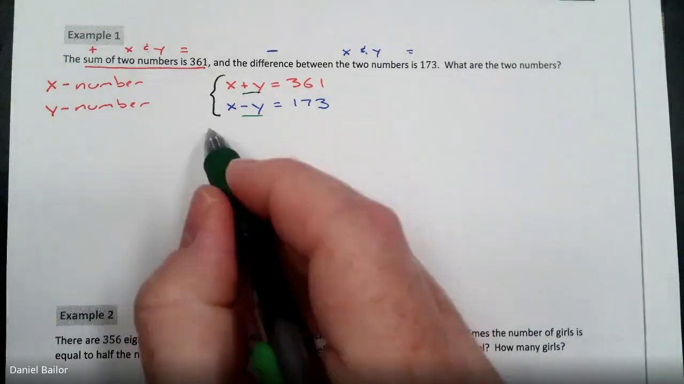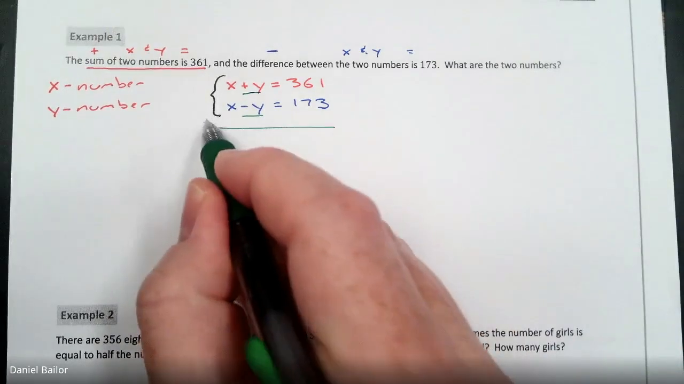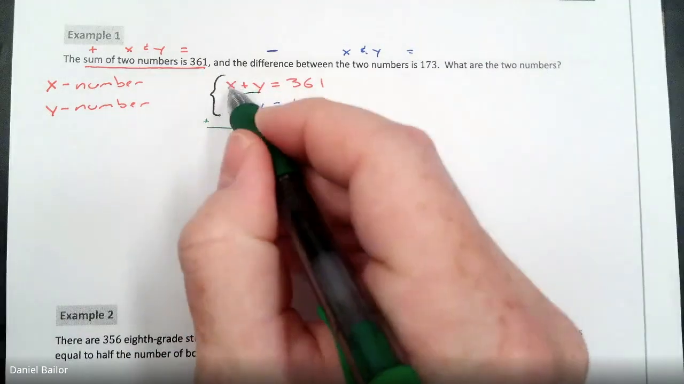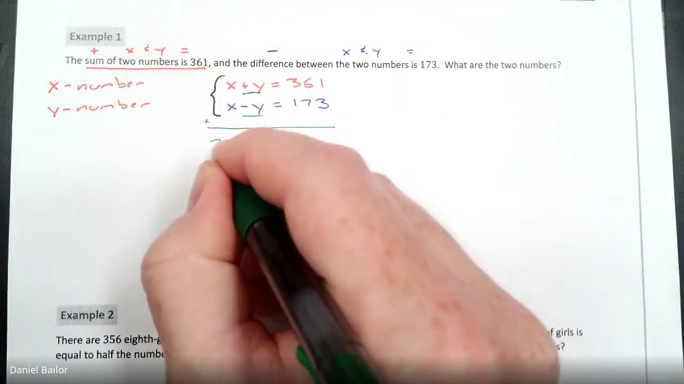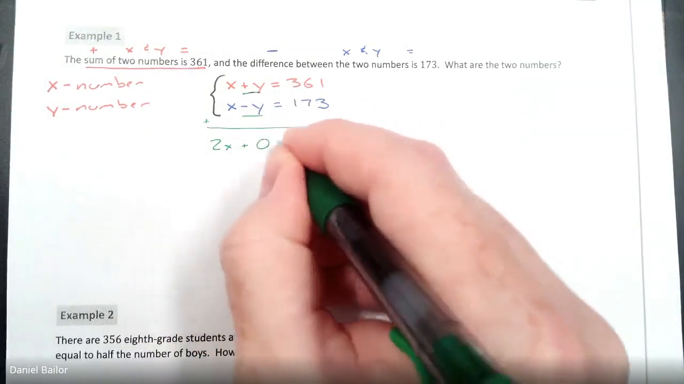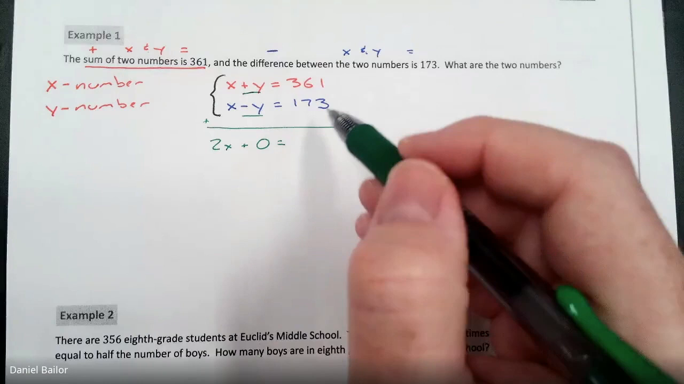So let me do that. Let me add these together to get another equation to eliminate the y. So 1x plus 1x is 2x. Plus y minus y turns into 0. It's eliminated. And then I have to add the solution.